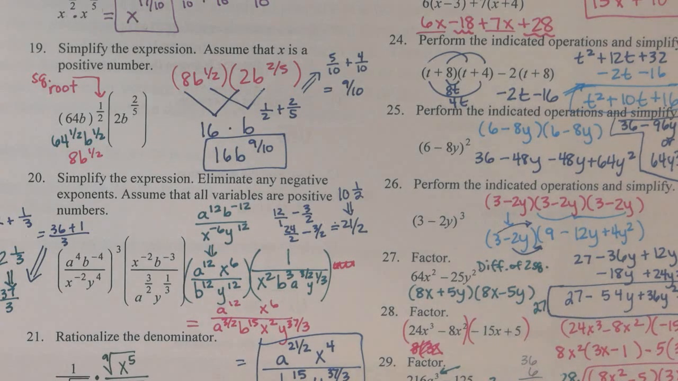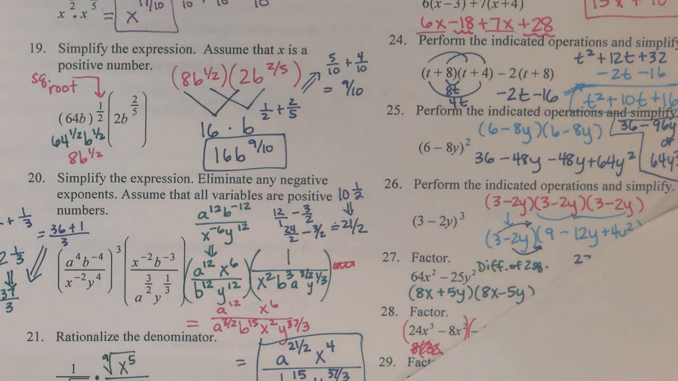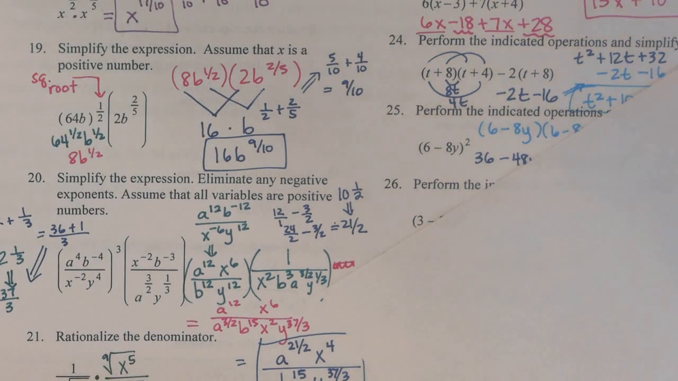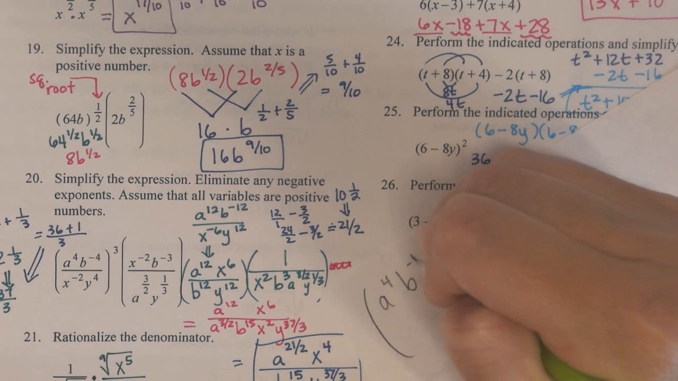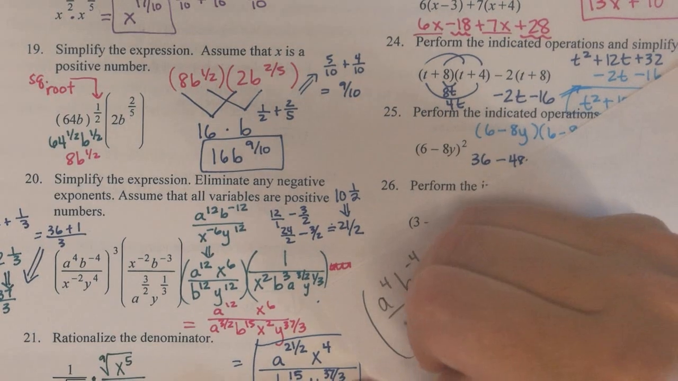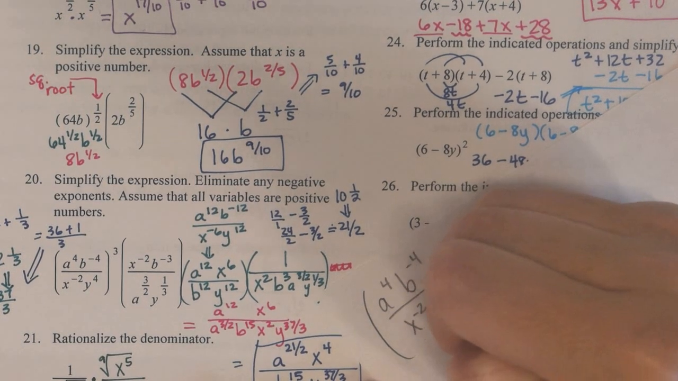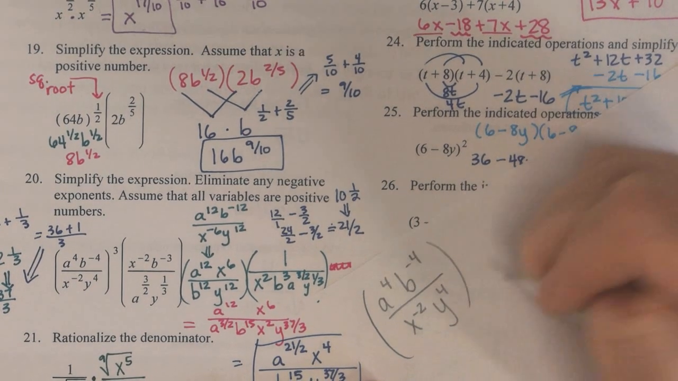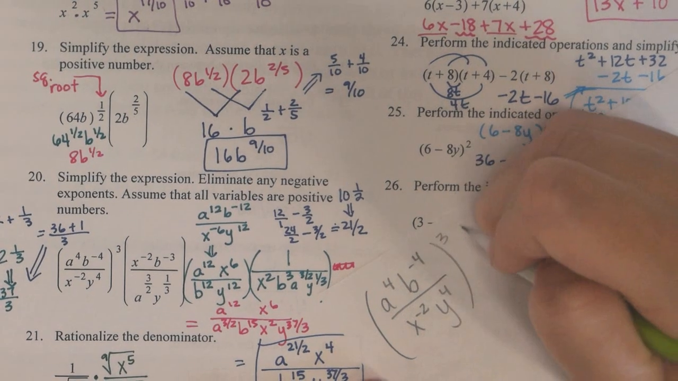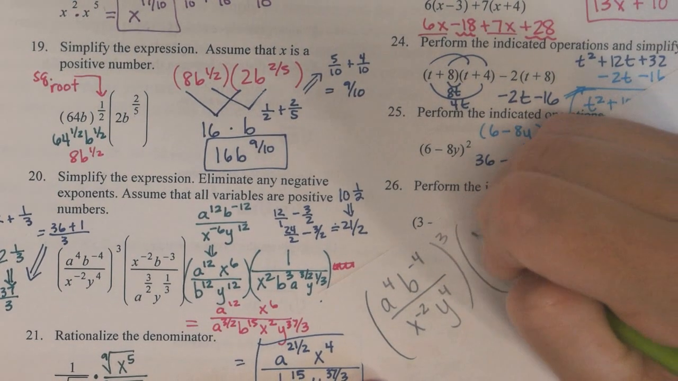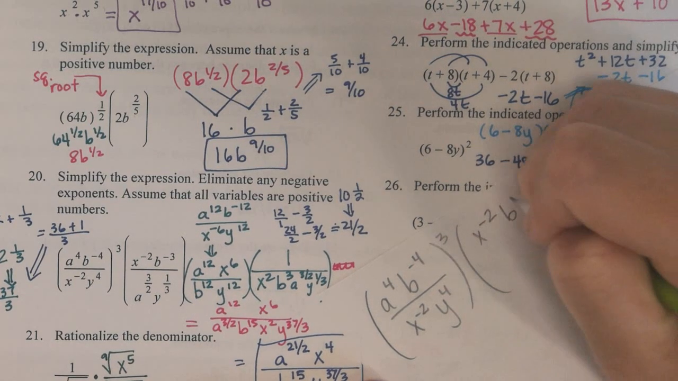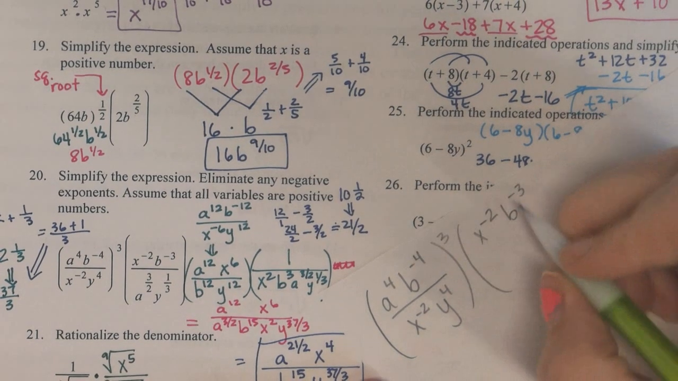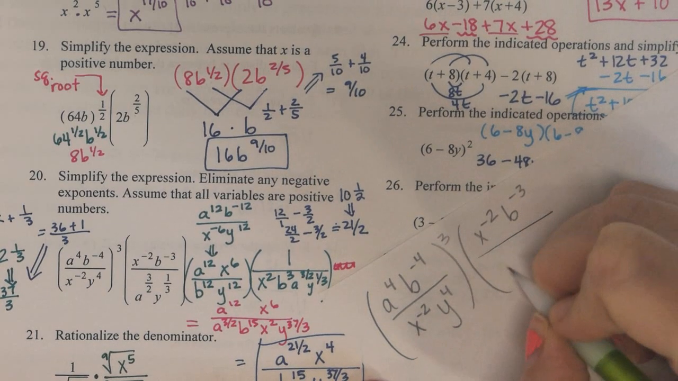Alright, and then we're going to do number 20 together. Now, I'm going to show you the way I do number 20. Do you have to do them in the same order that I do? No. You can decide what order you would like to do this in. I do recommend, though, you distribute the exponent first, but again, you don't have to.